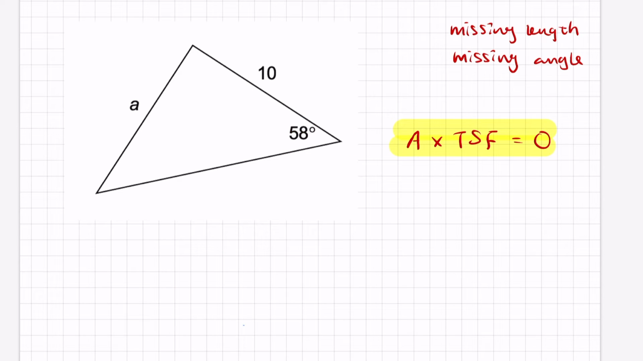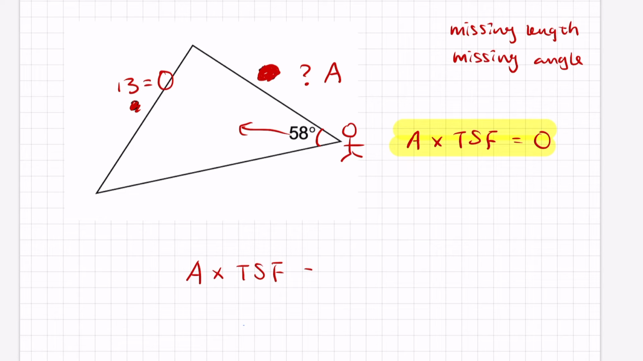Now I will change the question slightly. For example, if I now know O, which is 13, and the angle, which is 58 degrees, would I be able to work out A? Let's follow the steps. Step 1, let's label the triangle. We are standing at 58 degrees, looking at the triangle. Therefore, 13 is the opposite, and that question mark, the length we want to find, is the adjacent. Step number 2, let's write down the formula. A times TSF equals O.